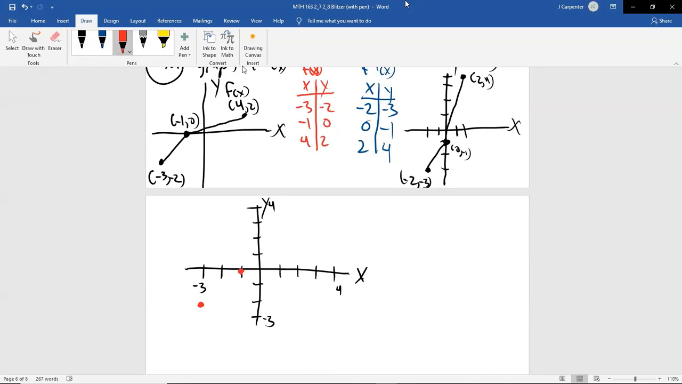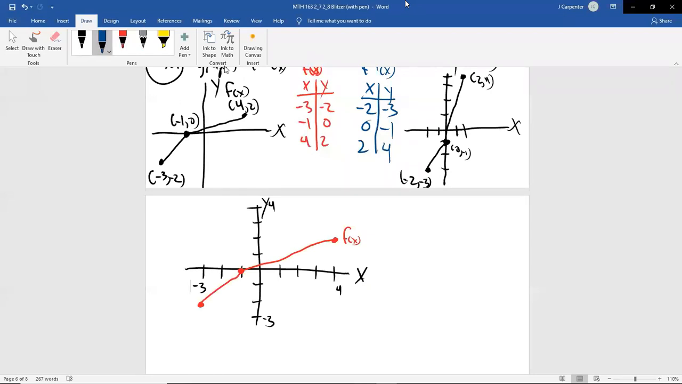(-1, 0) was right here. (4, 2) was right here. Connect. This would have been a piecewise function, by the way. Everything look okay? Yes. So there's our regular function.